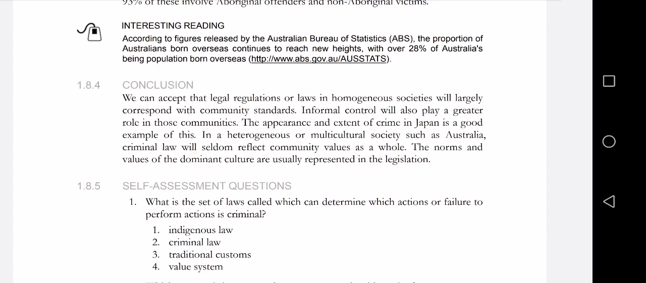According to the figures released by the Australian Bureau of Statistics, the proportion of Australians born overseas continues to reach new heights, with over 28% of the Australian population being born overseas.